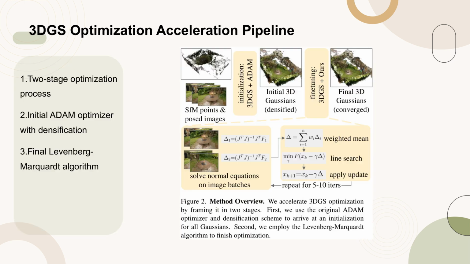Figure 2 illustrates our method for accelerating 3D Gaussian splatting, 3DGS, optimization. The process is divided into two stages. Initially, we utilize the Adam optimizer along with a densification scheme to establish an initial configuration for all Gaussians. This step provides a solid foundation for the optimization process. Subsequently, we transition to the Levenberg-Marquardt algorithm to finalize the optimization. This two-step approach ensures efficient and effective optimization of the 3DGS, enhancing both the speed and quality of the reconstruction.